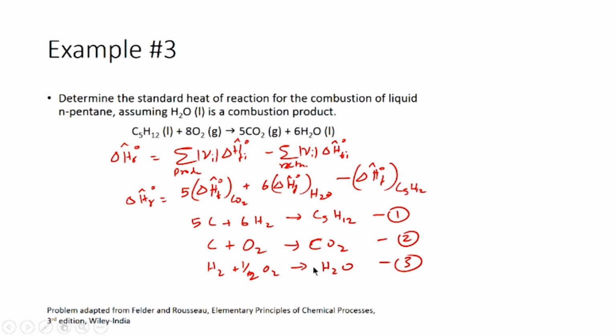Here we have only 1 mole of carbon dioxide and 1 mole of water being produced. So, we will have to multiply reaction 2 with 5 and reaction 3 with 6 to get the same number of moles of water and carbon dioxide as in the reaction of interest. So, let us do that. What we would have is 5 times reaction 2 plus 6 times reaction 3 minus reaction 1 should give us reaction 4. So, let us see what that would be.